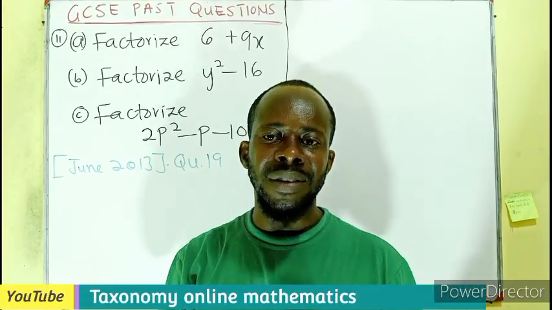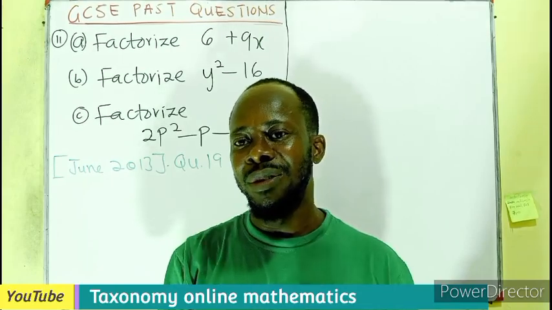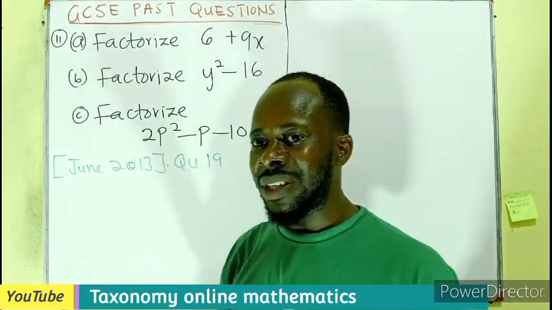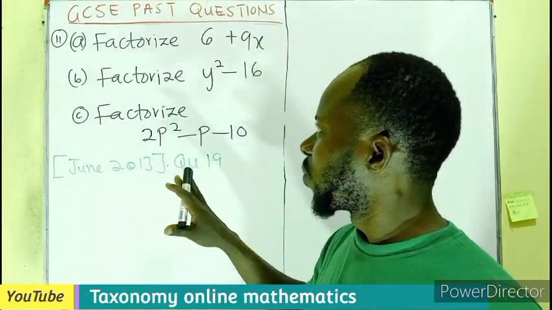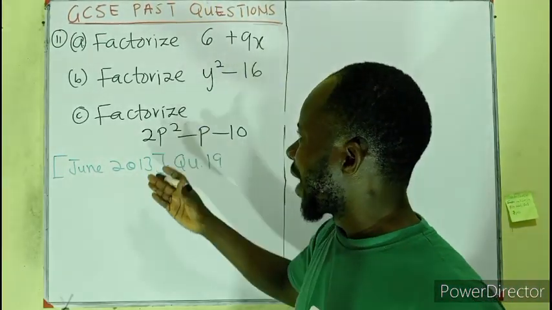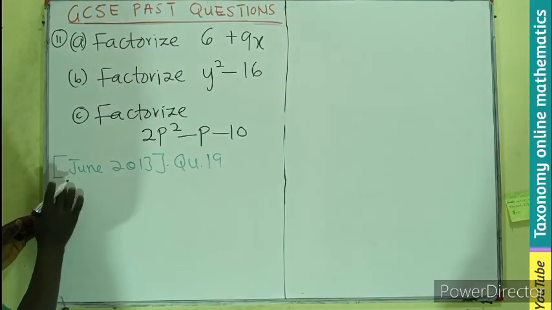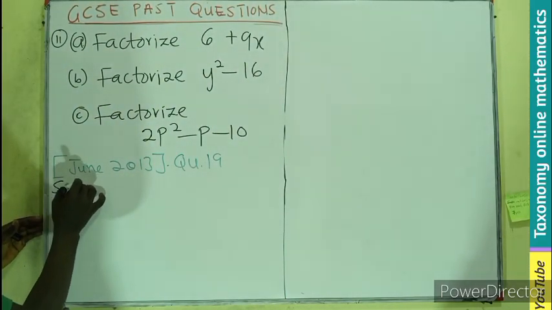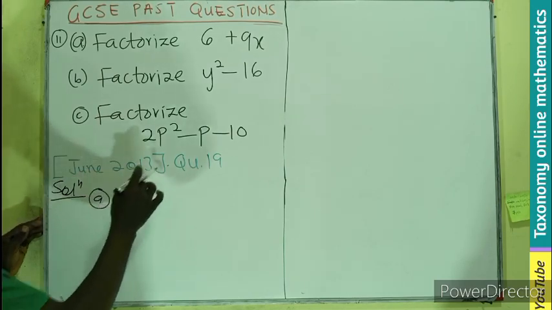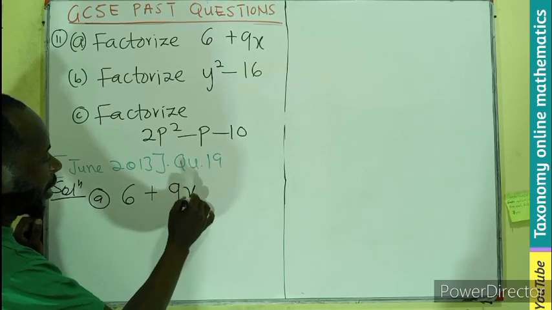Let's do some factorization from GCSE past questions from the June 2013 question paper. This question is question 19. We are to factorize these expressions. Let's take them one after the other. The first one, we are to factorize 6 plus 9x.